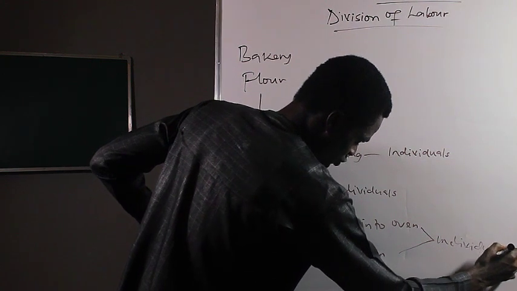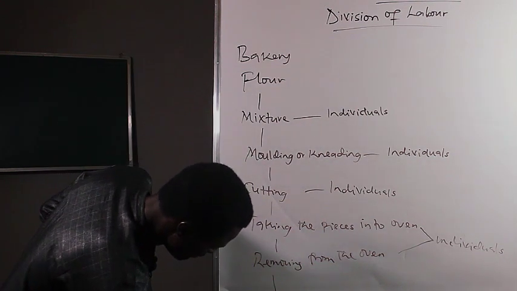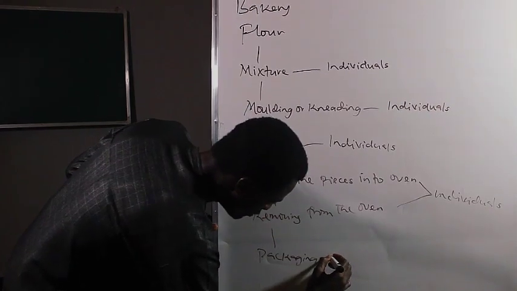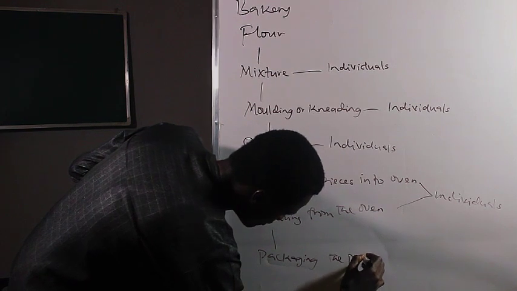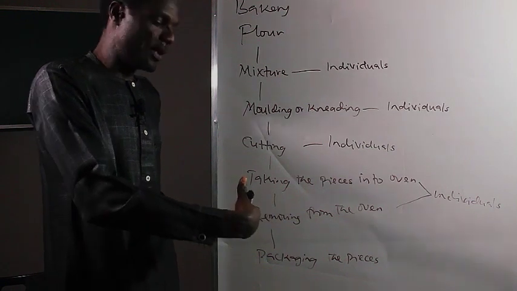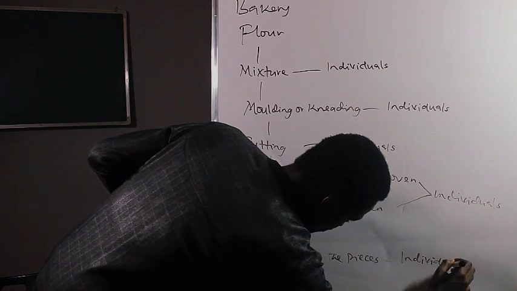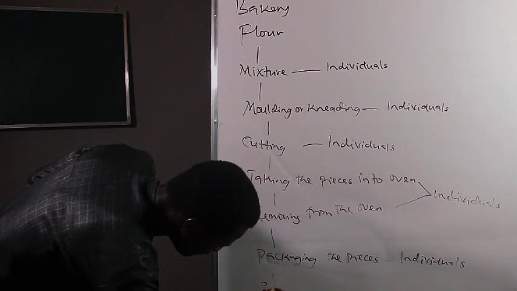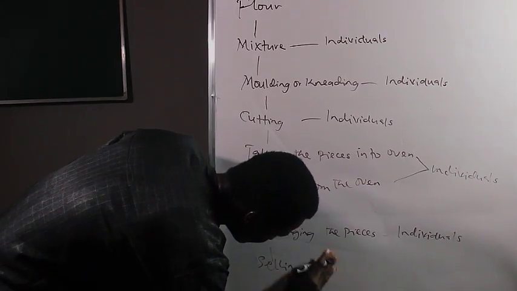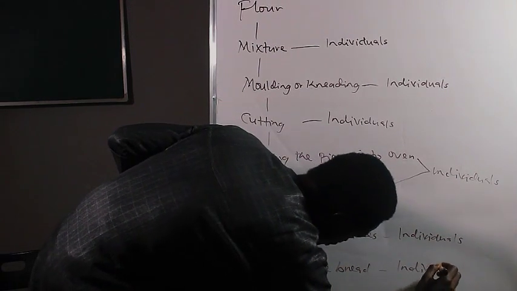Those that take it into the oven can simply bring it out. Then packaging the pieces. So at this stage, the flour has already become bread. It is performed by another group of individuals. Then finally selling the bread. This one is also done by some individuals.